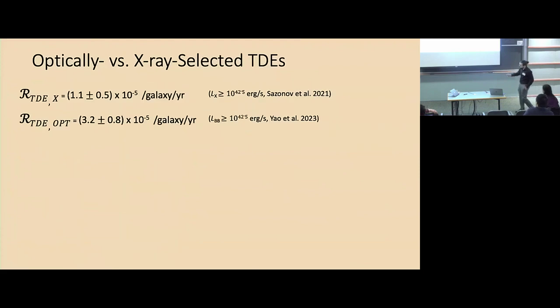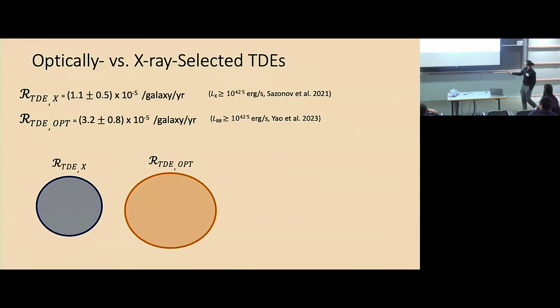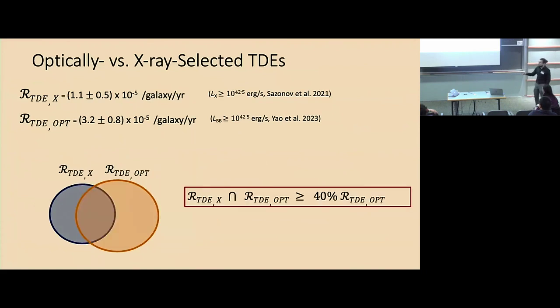Another way to think of this is in terms of the rates. We now have estimates of the rate of X-ray TDEs from Rosetta and a rate of optically bright TDEs from ZTF. And so we can think of two separate sets of sources. But as I showed you, these are not separate sets. They are one population that has an intersection. So if you think in terms of the rate, the intersection between the two rates is the constraint we have: it's higher than 40% of the optical. So the intersection between X-ray and optical is higher than 40% of the optical.